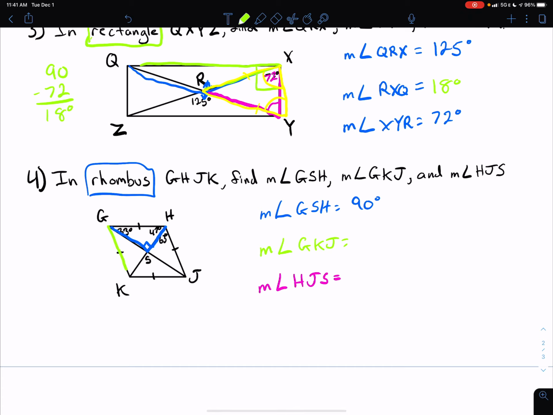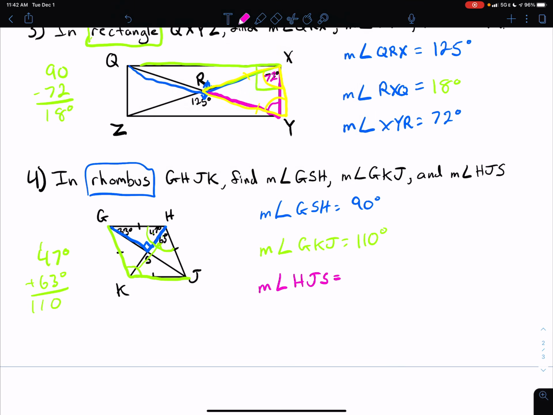All right, so GKJ. G to K to J. So this is the angle we want right here. Well, we know opposite angles are the same. So the opposite of this one is over here, but it's not just 63. It's actually both of these sides together. So that is 47 degrees and 63 degrees added together. So when I add those together, it's 110 degrees.